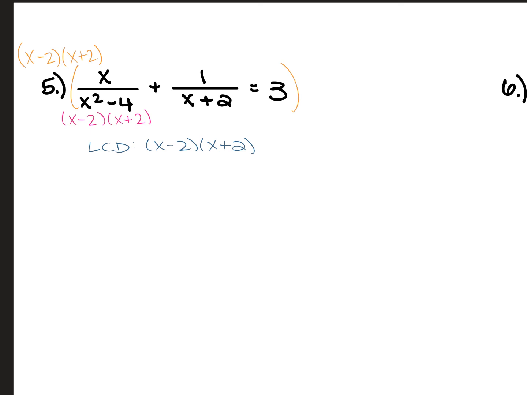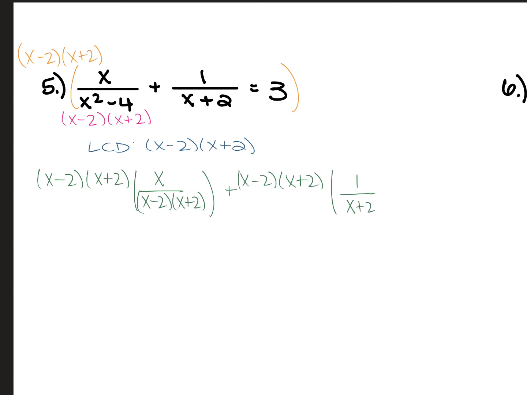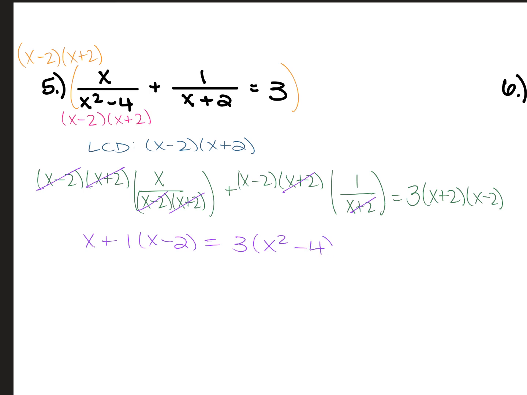So this is going to give us x minus 2 times x plus 2 times x over x minus 2 times x plus 2, plus x minus 2 times x plus 2 times 1 over x plus 2 is equal to 3 times x plus 2 times x minus 2. Your x minus 2's cancel, your x plus 2's cancel, so you're just left with x for that one. Next, your x plus 2's cancel, so you're doing 1 times x minus 2. Then you have 3 times x plus 2 times x minus 2, which is that x squared minus 4.